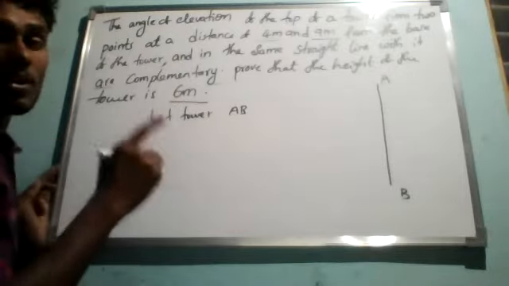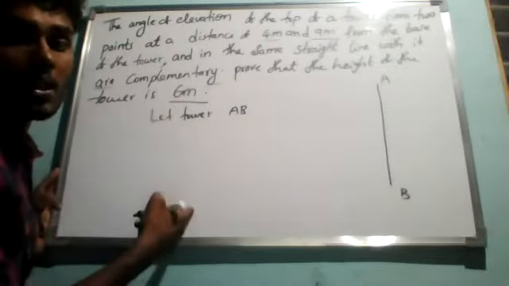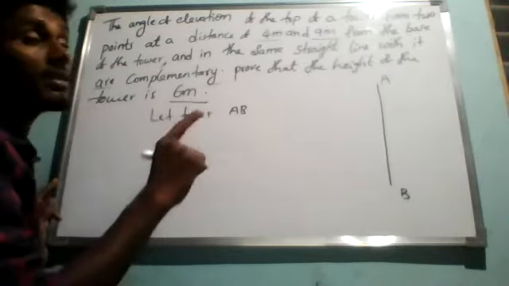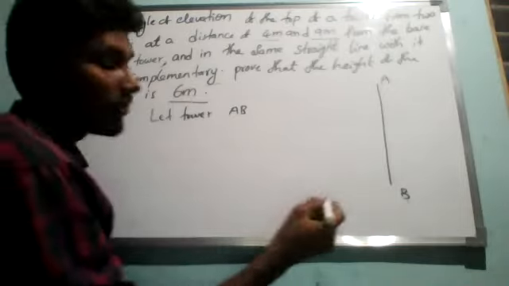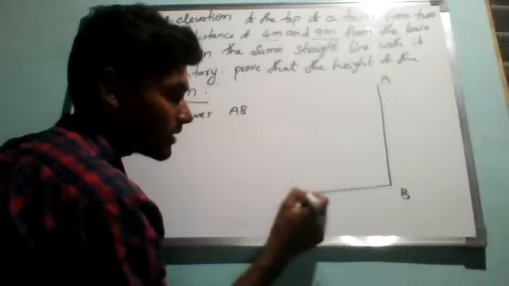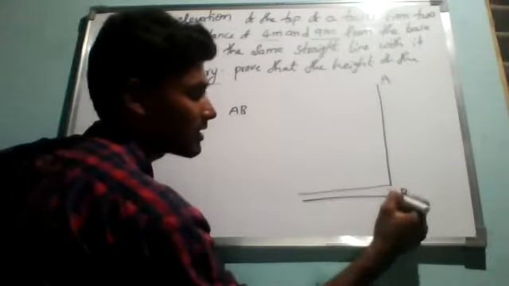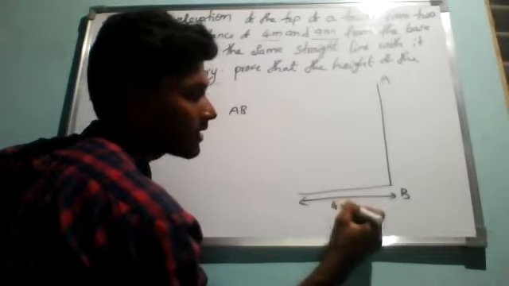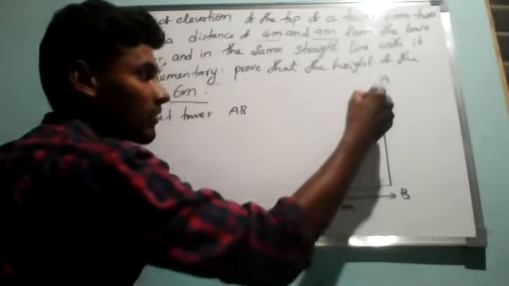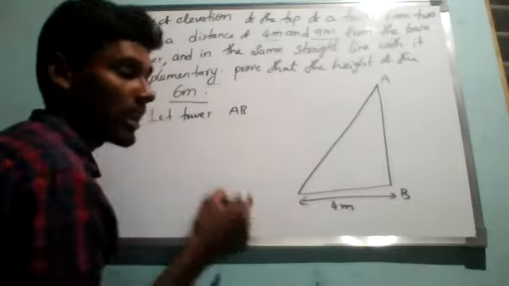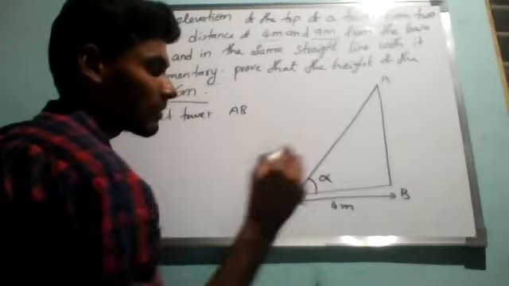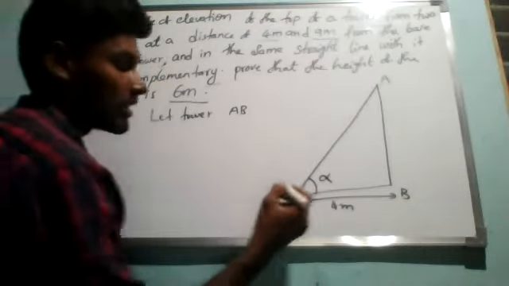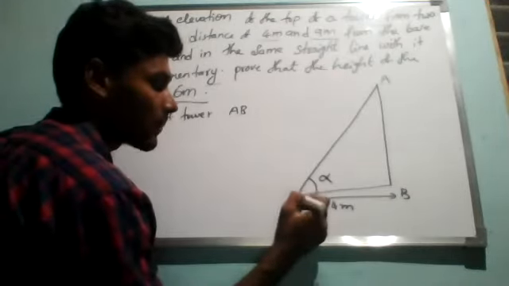So one angle is what? From 4 meters away from the tower, and the next angle is from 9 meters away from the base. So the first angle I am taking 4 meters away. Let me imagine this distance is 4 meters, and from here it is making an angle of elevation. One angle it is. Let me imagine that angle is alpha.